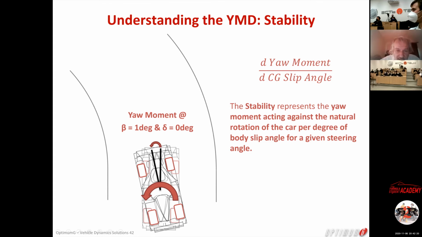So you create a yaw angle. Because of that, you change the slip angle. Because of that, you change the lateral grip. Because of that, with grip on the front multiplied by A and grip on the rear multiplied by B, you are going to change the yaw moment.